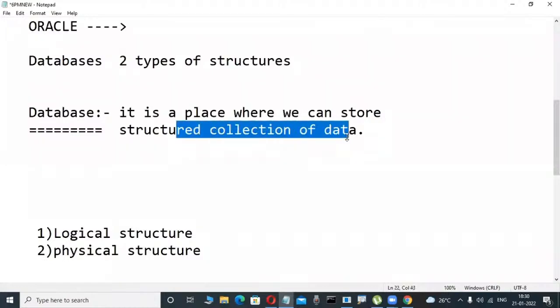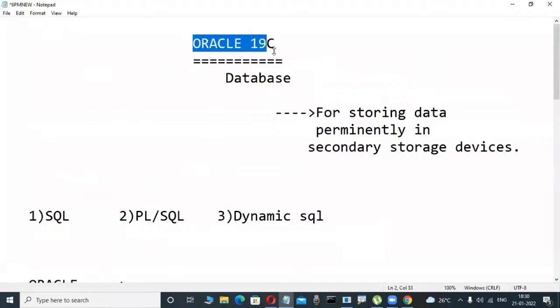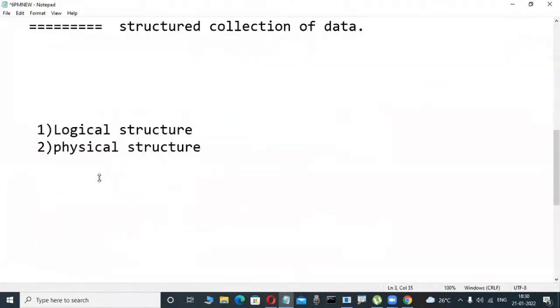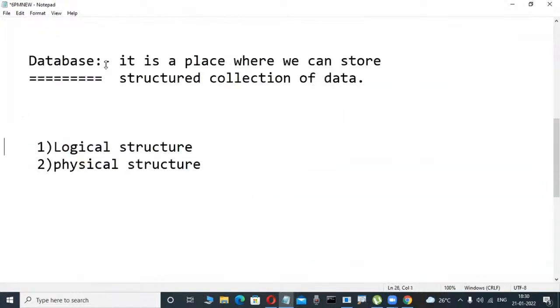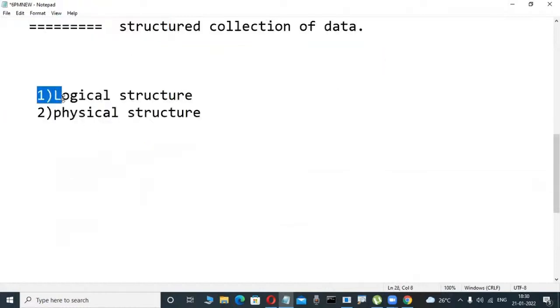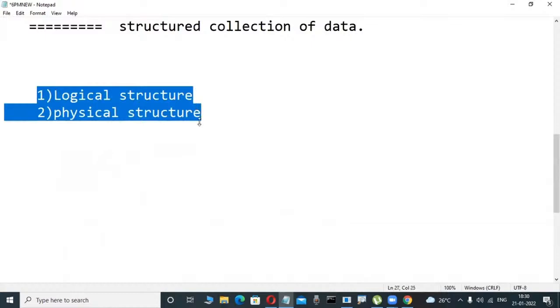But whenever we are installing this type of software, two types of structures are there. One is the logical structure. Another one is the physical structure. I am not explaining the definition today; you will understand it one of these days. Now observe it. First, two types of structures are there: one is the logical structure, another one is the physical structure.